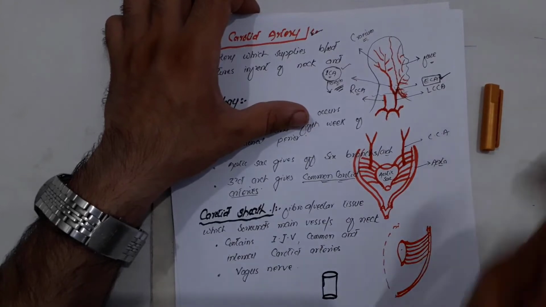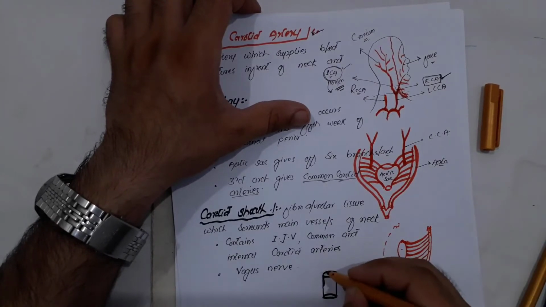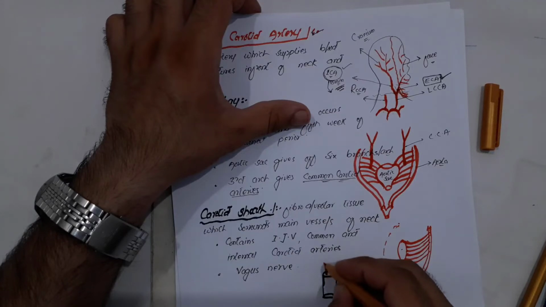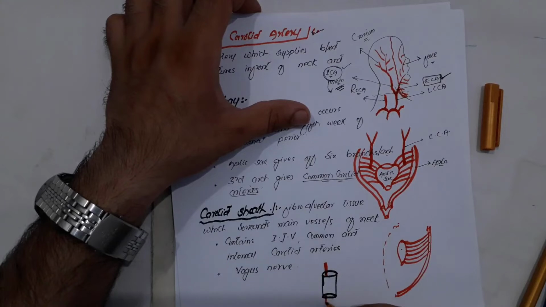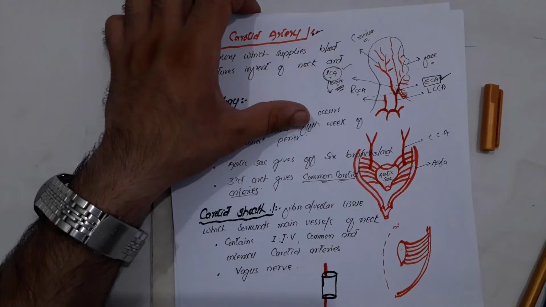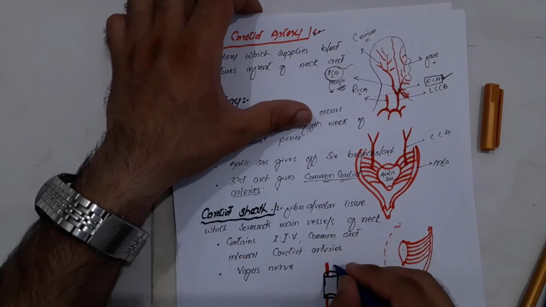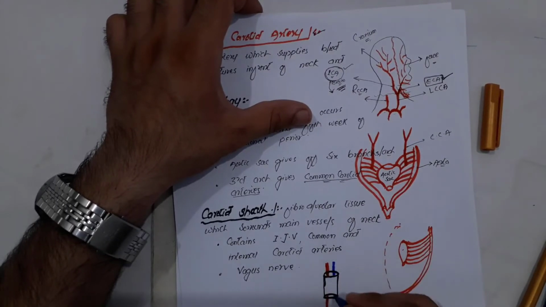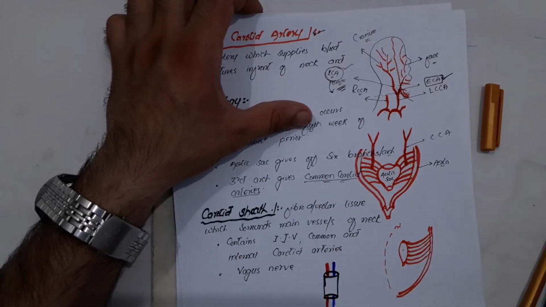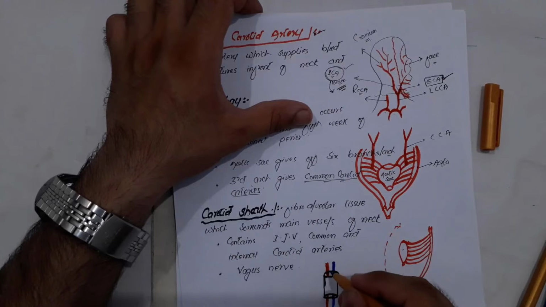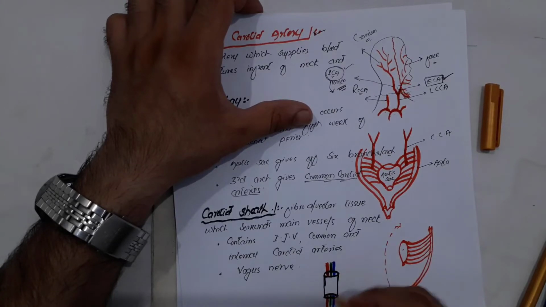Okay, from inside it contains the carotid artery, right? This is the carotid artery. Then it contains the jugular vein, right? This is the jugular vein, and then it also contains the vagus nerve. This is the vagus nerve, right?